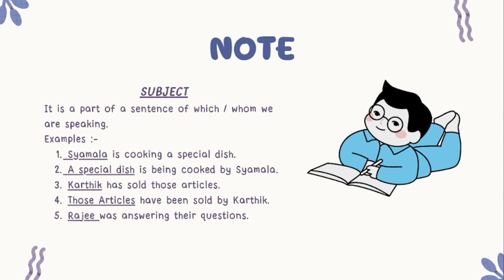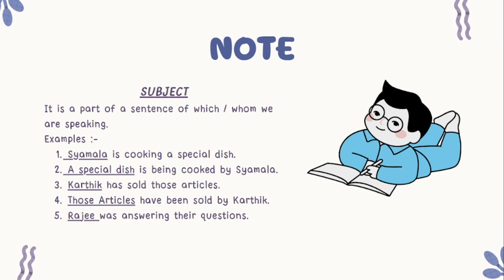Fourth example. Those articles have been sold by Kartik. In this sentence, the subject is those articles. How? First one, it is a part of a sentence. Yes, 1 point. Second point, we are talking of those articles. Yes. Third point, in this example, those articles is given priority. That's why it is written at the beginning of the sentence. So based on these 3 points, those articles is considered as subject.